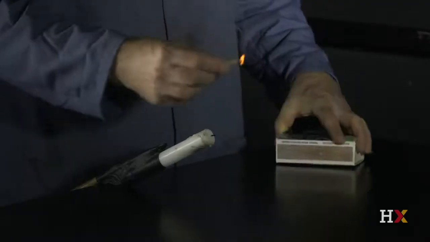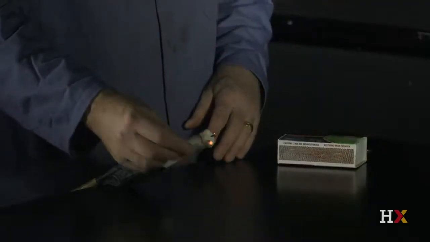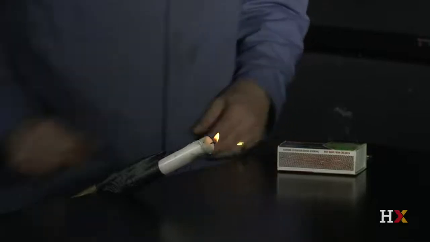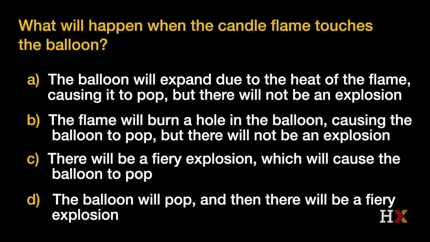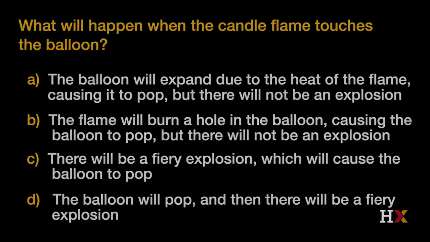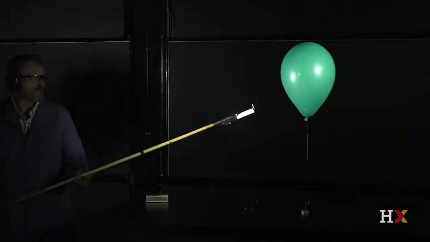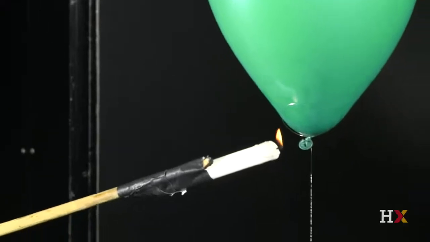Daniel lights a candle. The candle is tied to the end of a long stick so that he can bring the flame close to the balloon from a safe distance. What will happen when the candle flame touches the balloon? Now let's see what happens. The balloon pops open with a loud sound, and the candle flame is extinguished.